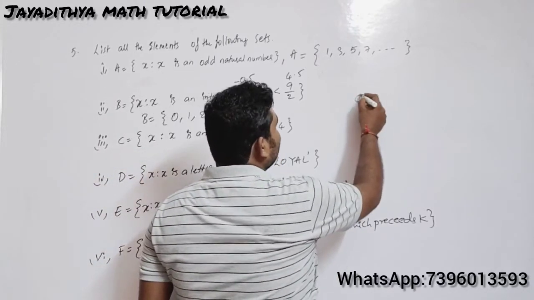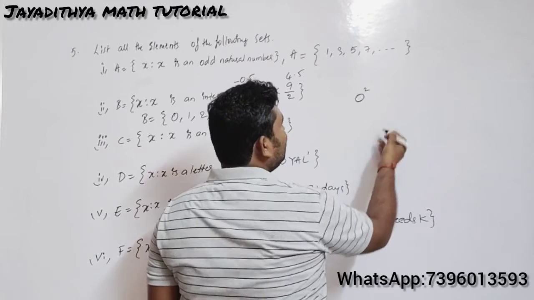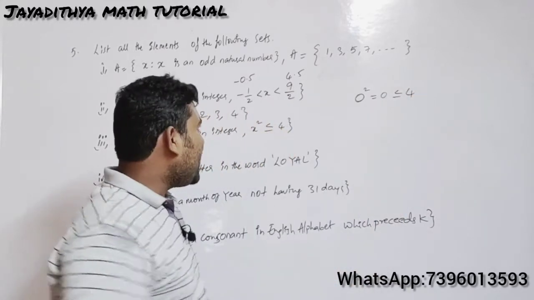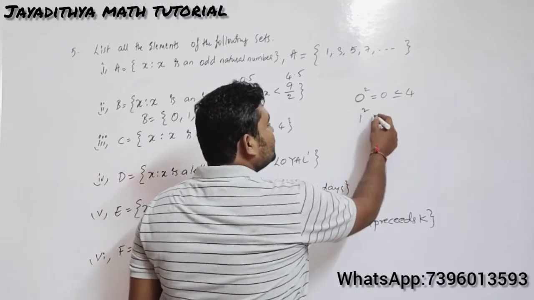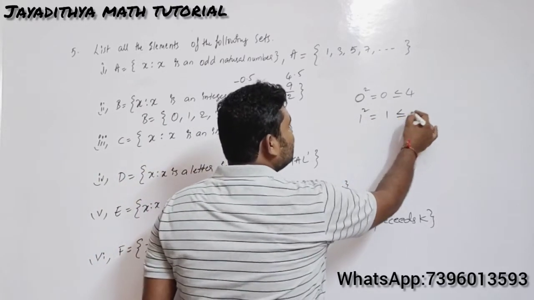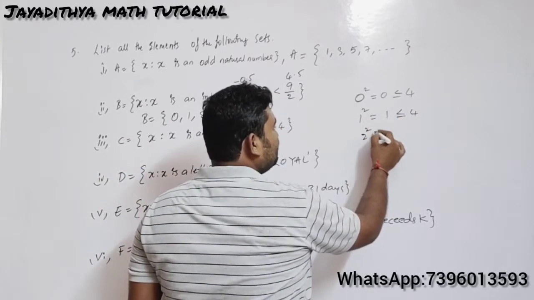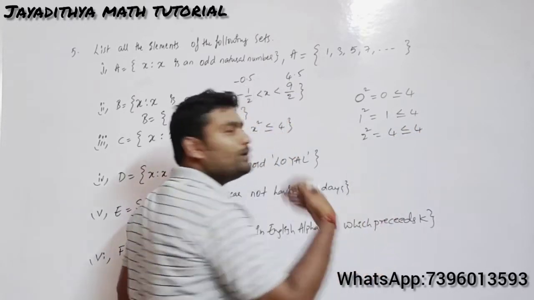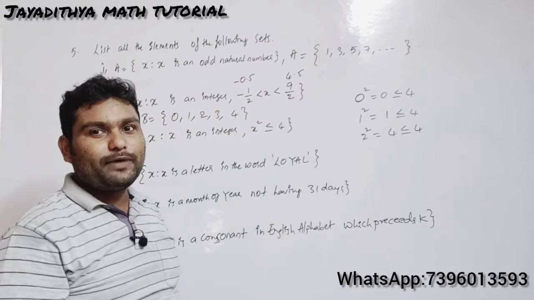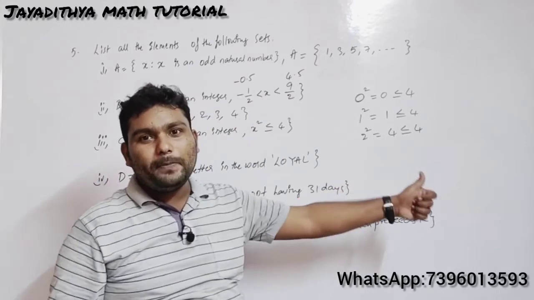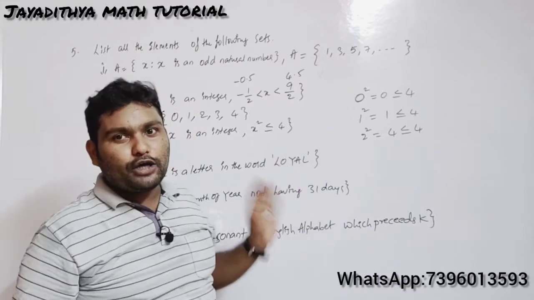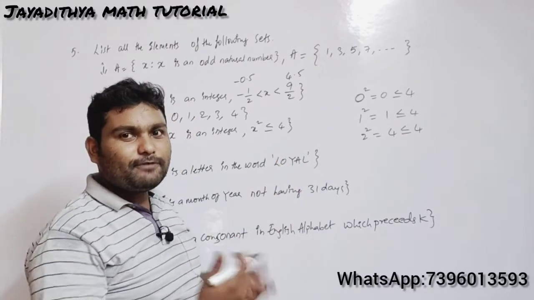If you take 0 square, 0 square is nothing but 0, which is less than or equal to 4. And even if you take 1 square, 1 square is nothing but 1, which is also less than or equal to 4. You take 2 square, it is 4, which is less than or equal to 4. You cannot take 3. Why? Because 3 square is 9, which will not be less than 4, right? Now here we got 3 positive numbers, and let us try to analyze for negative.